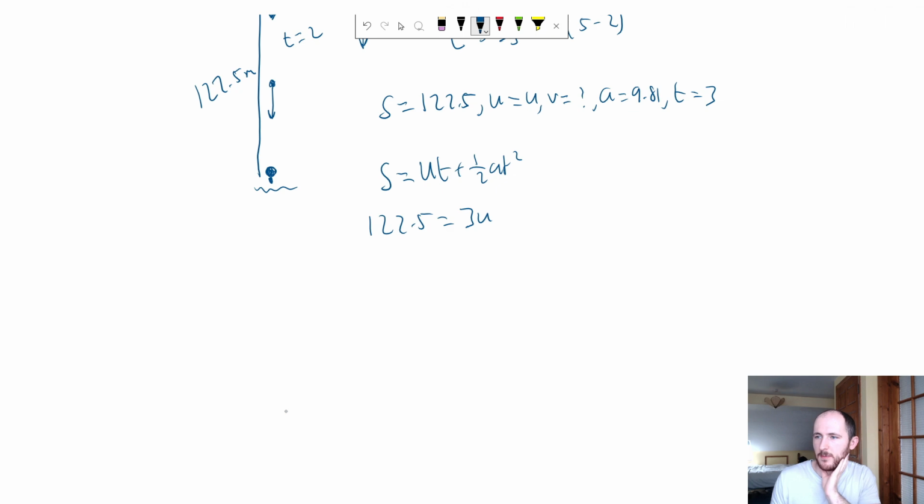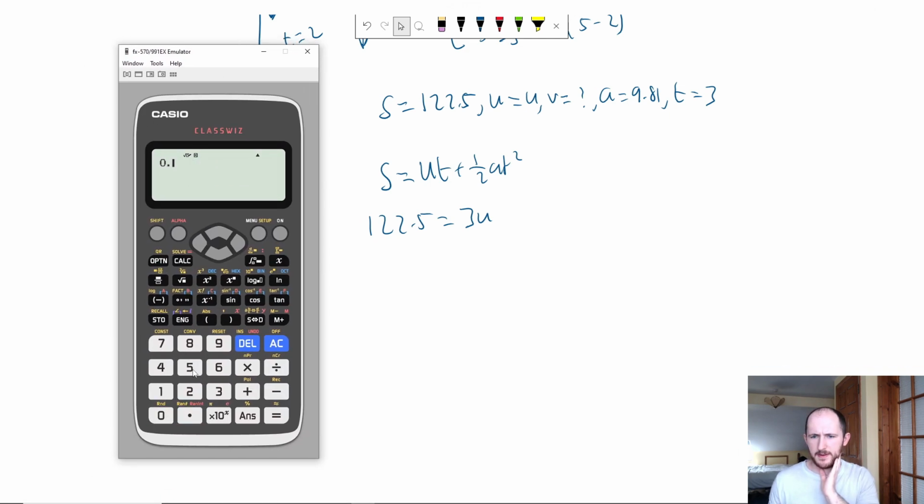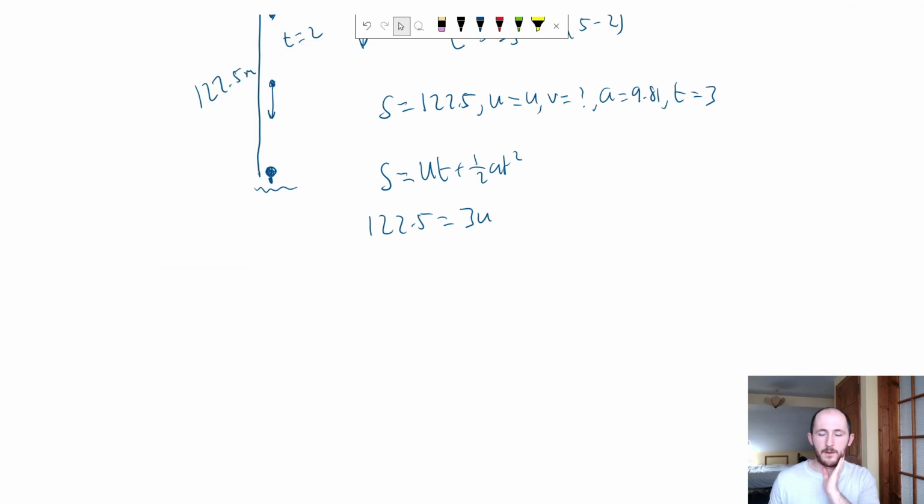Half of 9.81 is... Okay, no, I'm going to do that on calculator. No need to be arrogant, right? 0.5 multiplied by 9.81, whoops, I can't hit things right, times 3 squared. 44.145. I'm not going to round yet because, again, it's not a good idea. So u is just going to equal 122.5 subtract 44.145 all over 3.